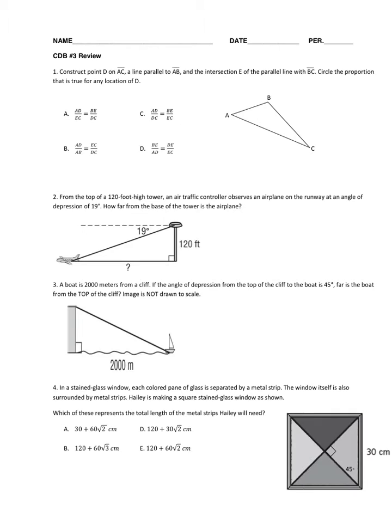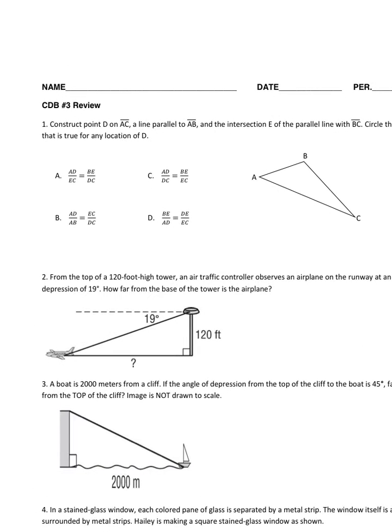So we'll look here at page 1. It says construct point D on segment AC, a line parallel to AB, and the intersection E of the parallel line with BC. So a lot going on there, but if you take it and kind of break it down, you're going to construct point D on AC. So on AC, there's going to be a point D. And it's going to be parallel to AB and the intersection of E, parallel with BC.